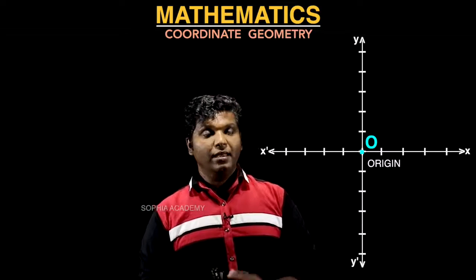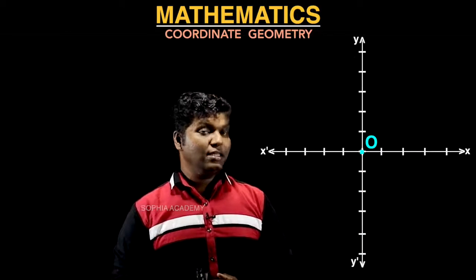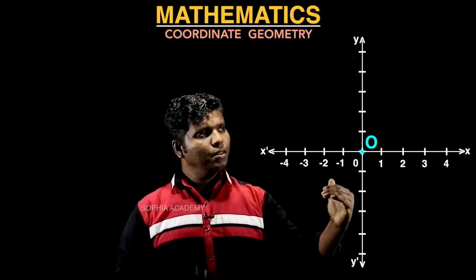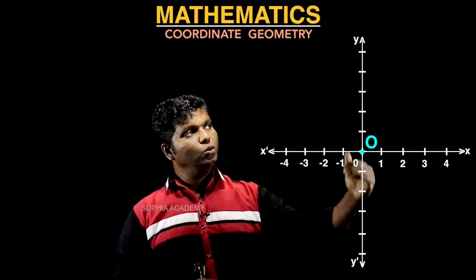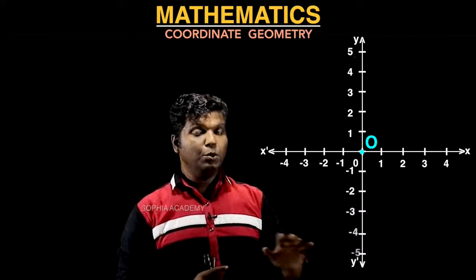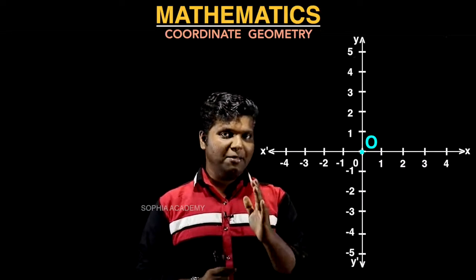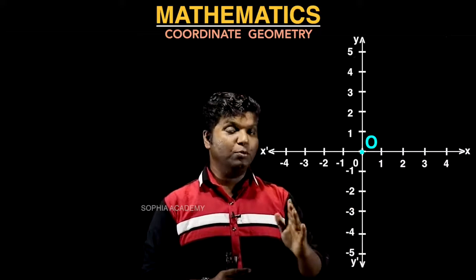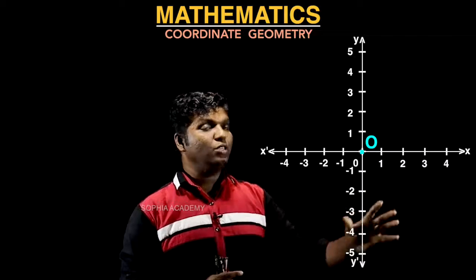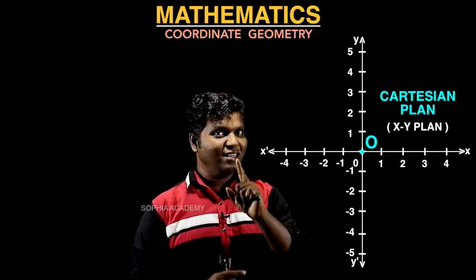Is that clear? Then from this origin, towards the right hand side of the x-axis will be positive integers, and towards the left hand side will be negative. Same in the y-axis, from the origin towards the top will be positive integers, and towards the bottom negative integers, which are equally distributed, or the distance between them will be exactly the same. Okay, they are uniformly distributed. And this total plane is what we call the Cartesian plane, or it's also called the XY plane. We studied it in our 9th class.